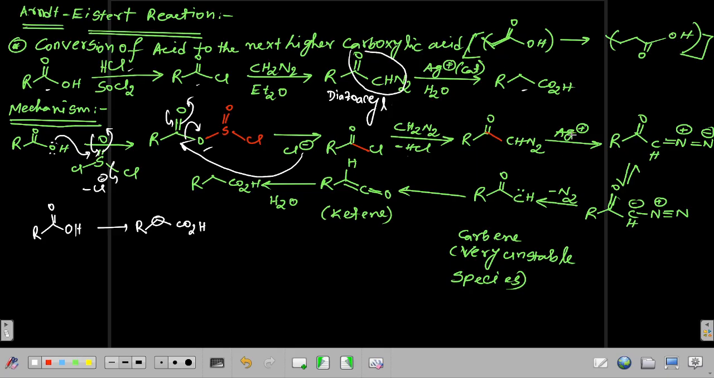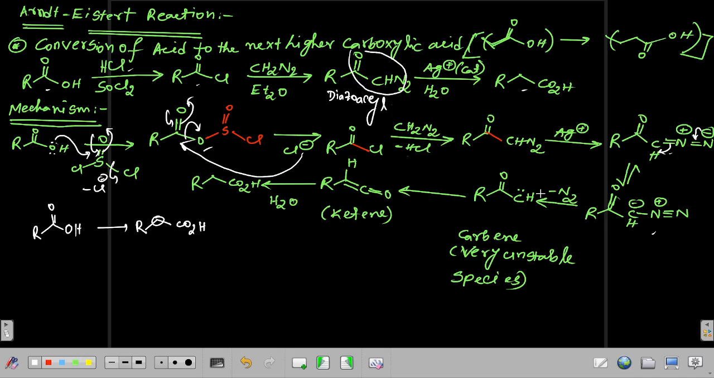Now in presence of silver catalyst, this diazoacyl group will be present in this form, or else it will be isomerized to this form. So here this anion will come here, and a negative charge will come here, so it will form a triple bond here, and a double bond will come here, so it will form an anion.